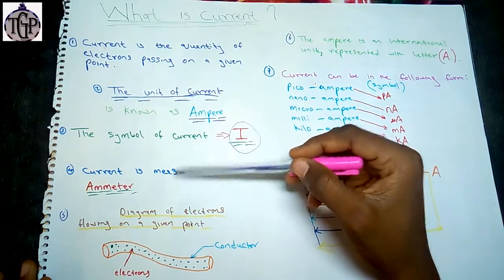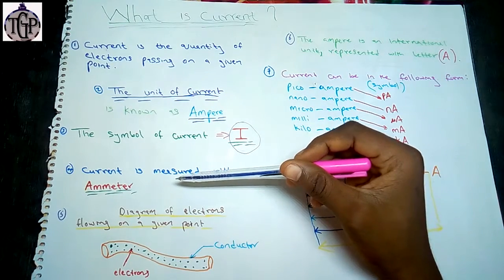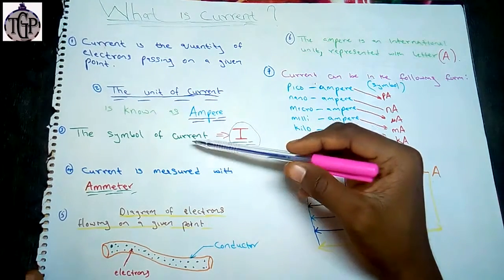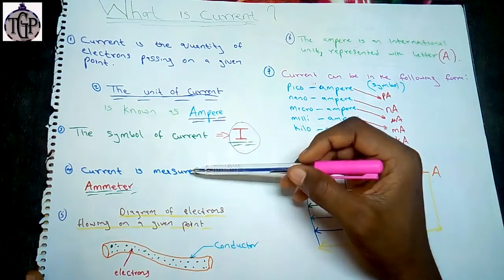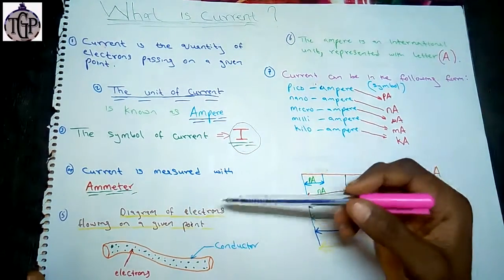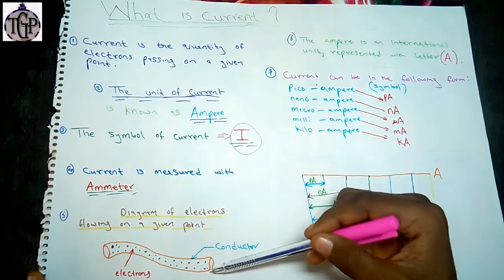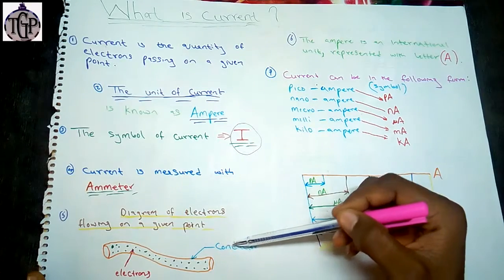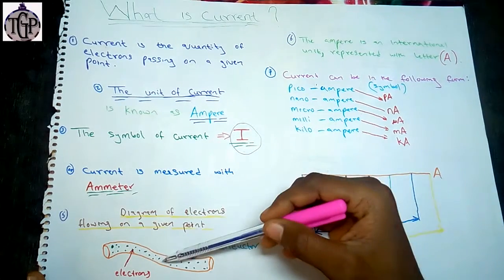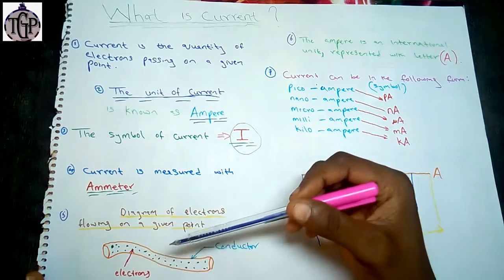Current is measured with an ammeter, or you can use a digital multimeter to measure current, but the standard form of measurement is the ammeter. So let's look at this diagram, how current flows in a conductor. Here, as you can see, is the conductor, while this dotted line is the electron, which is current.